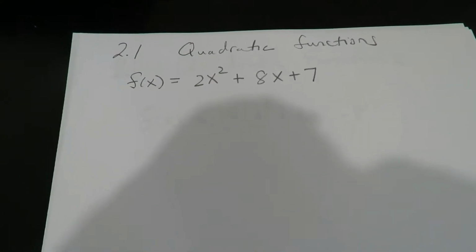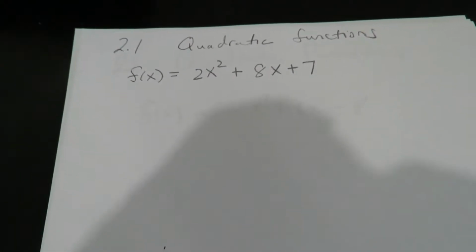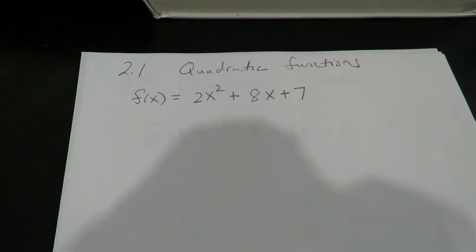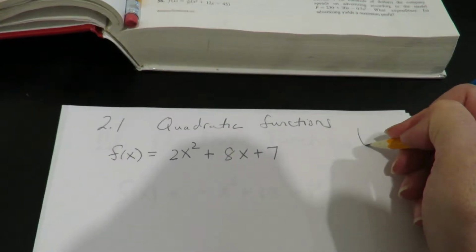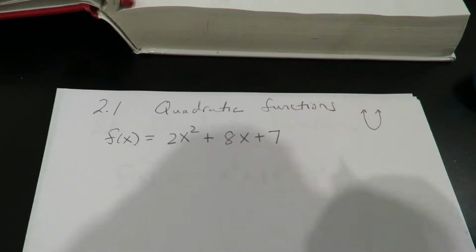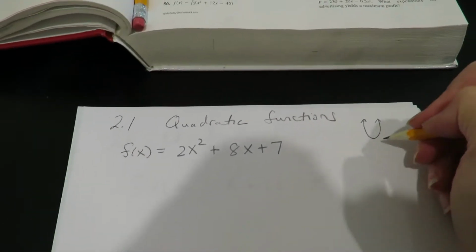Hi Pre-Calc. Today we're going to do 2.1. This is quadratic functions. We're going to be graphing them. And if you remember, quadratic functions look like horseshoes when you graph them. We call that a parabola.